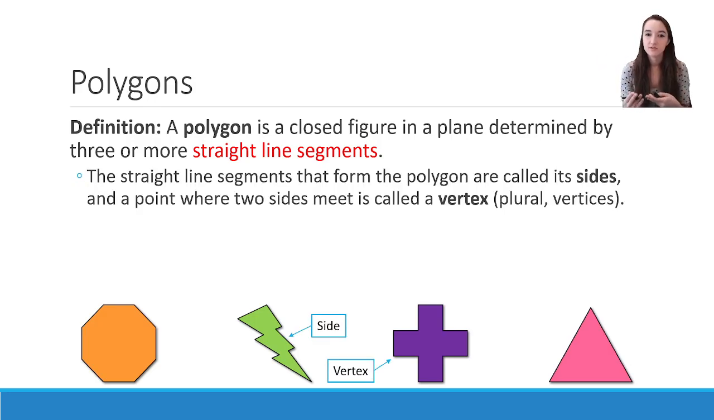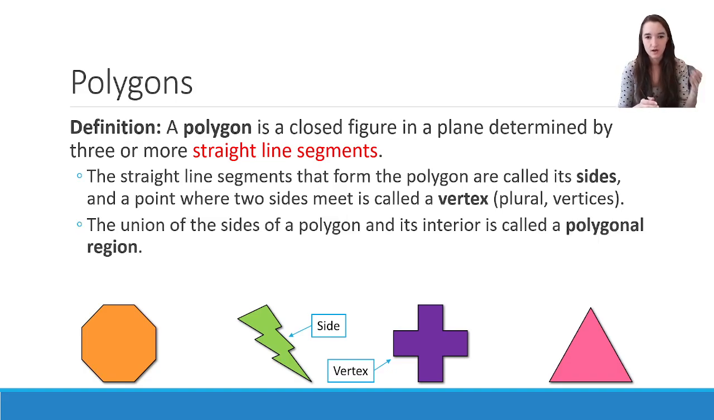The straight line segments that form the polygon are called its sides, and a point where 2 sides meet is called a vertex, just like when we discussed angles. The plural of vertex is vertices, for the record. The union of the sides of a polygon and its interior, so the whole area that I've colored in together with the outlines, is called a polygonal region.